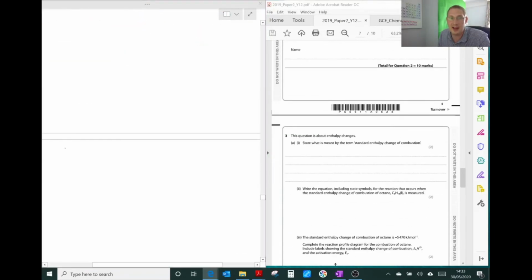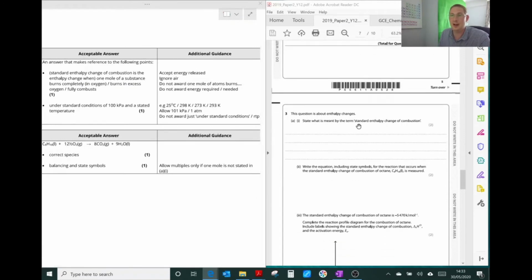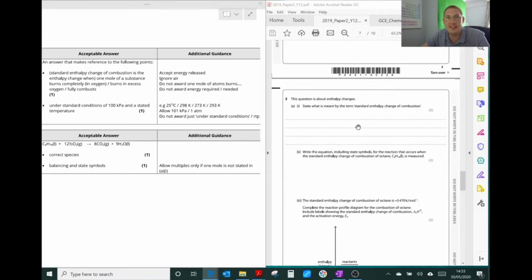This question is about enthalpy changes. Okay, so something from my half of the course. We've told you again and again to learn these definitions. If you haven't learned these definitions, more fool you. What do we mean by the standard enthalpy change of combustion? It is the enthalpy change when 1 mole of a substance burns completely in excess oxygen.